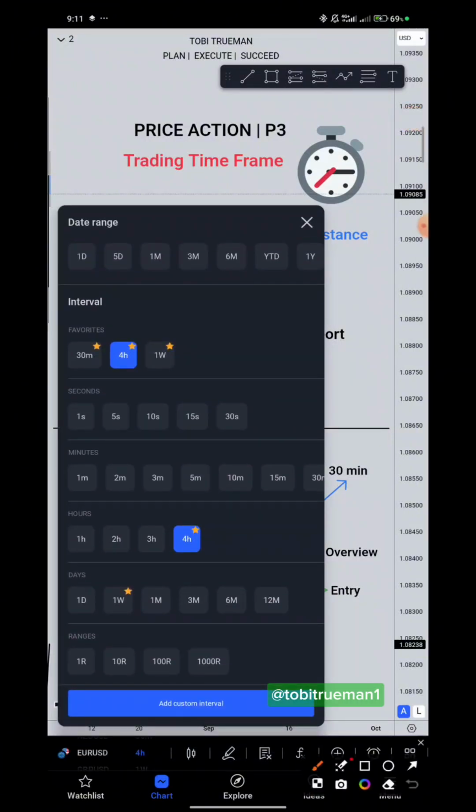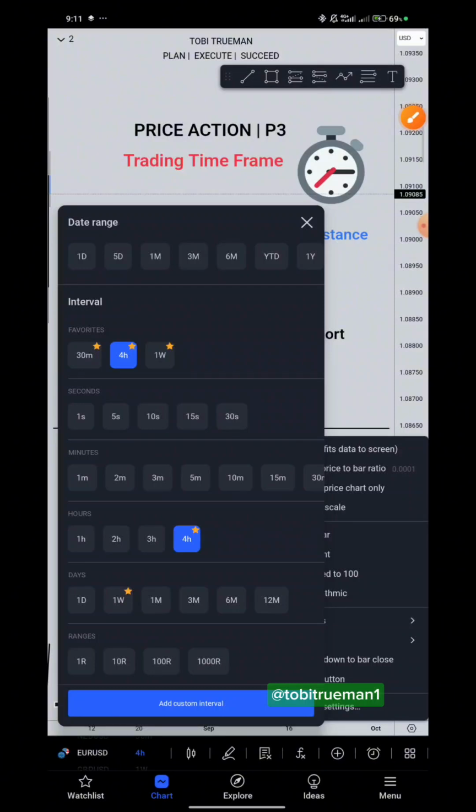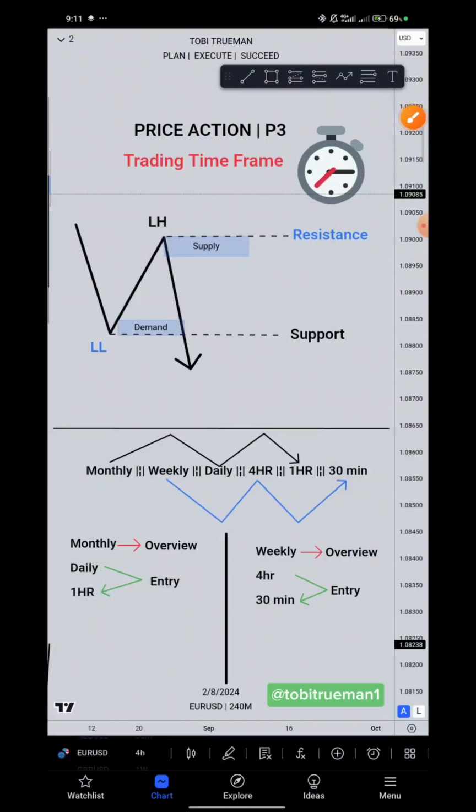If you click on the weekly, all the candlesticks will switch to the weekly, showing you everything that has happened throughout the week on just one candlestick. Then 4 hour will show you what is happening on the 4 hour time frame. 30 minutes will show you what is happening on the 30 minutes time frame, respectively. Okay, that is how you make use of the time frame for trading. I hope this is very helpful to you.